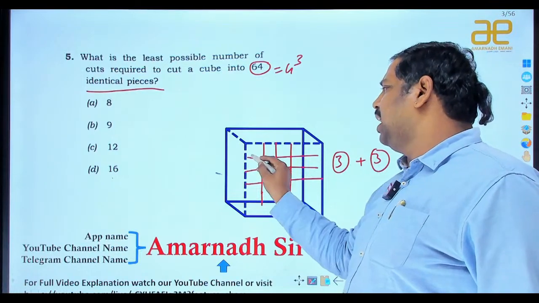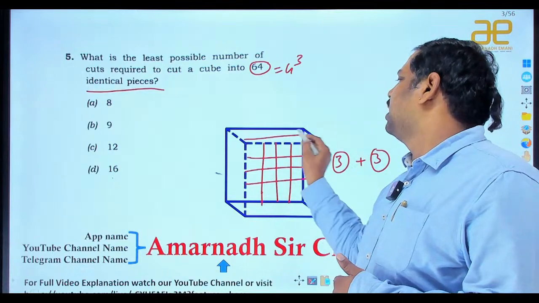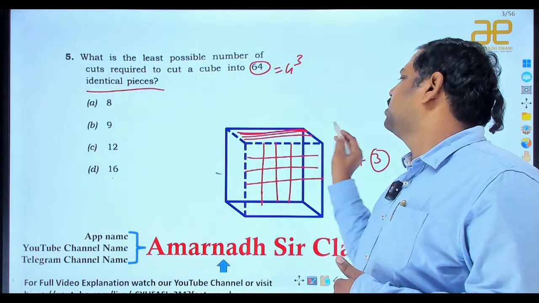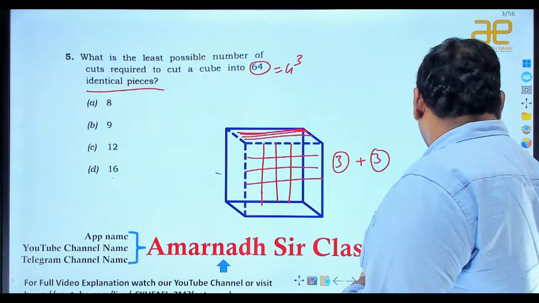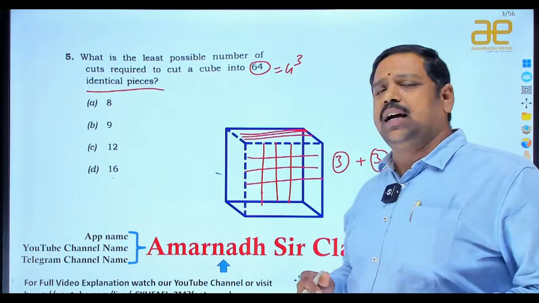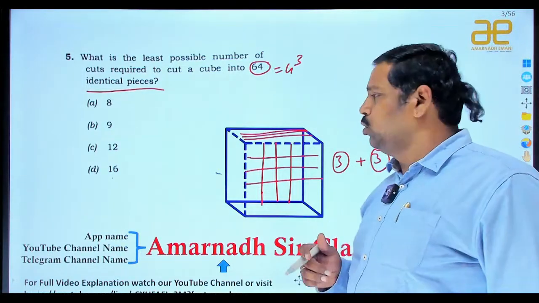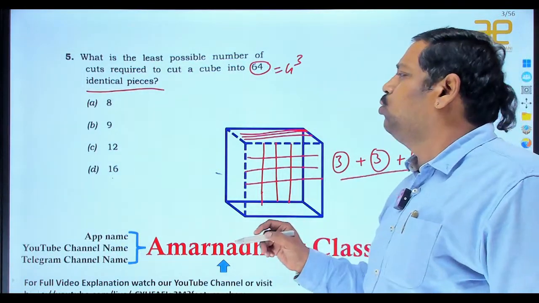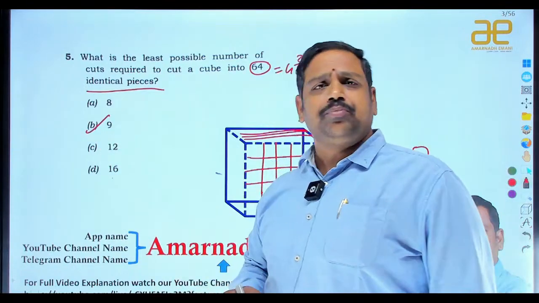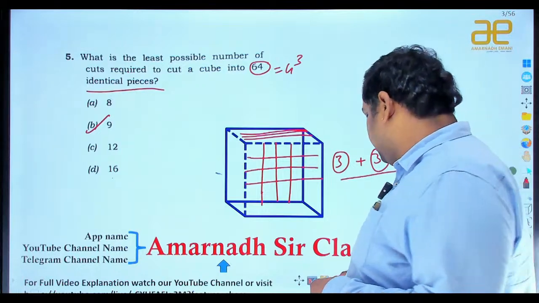After that, we have to cut this into another 4 like this. Here also 4 pieces we have to make. If you want 4 pieces, it means 3 cuts. Then you will get 4 by 4 by 4 small identical cubes, so 9 cuts you have to do, so that you will get 64 small and identical cubes. Okay, right. So the next beautiful question.